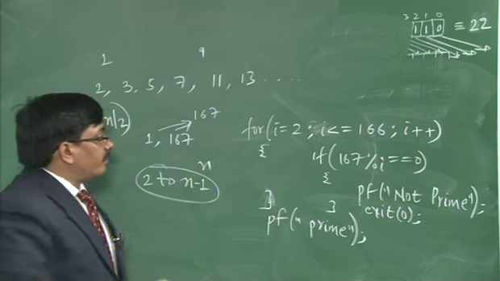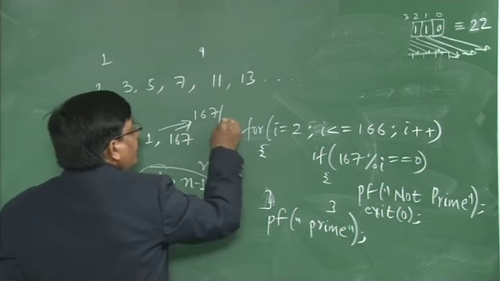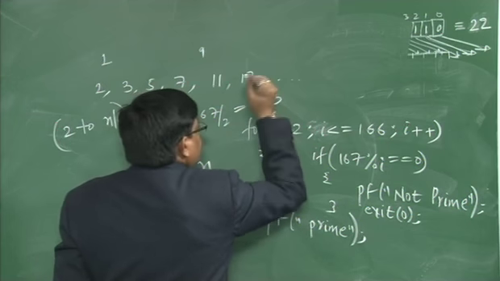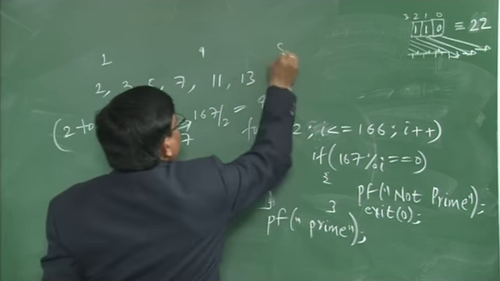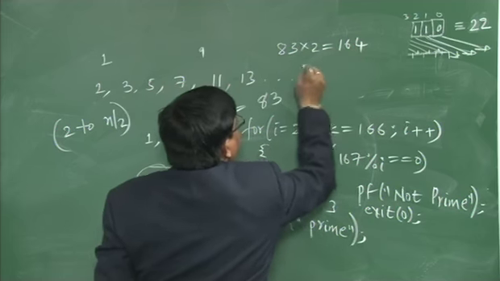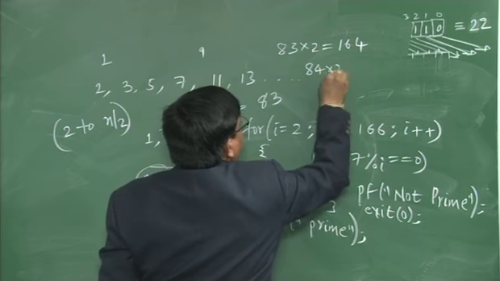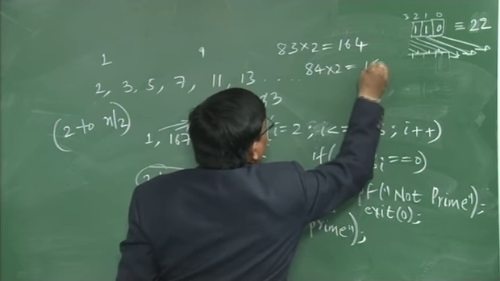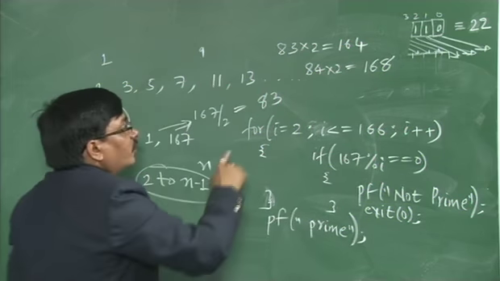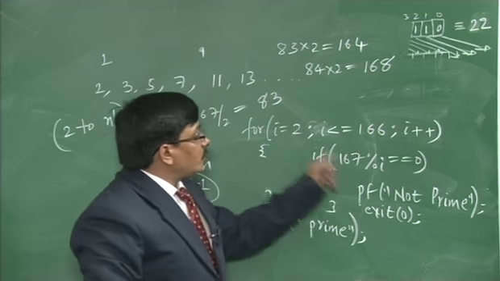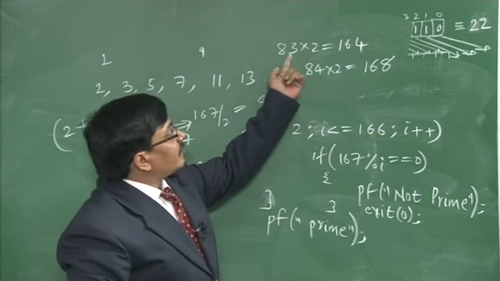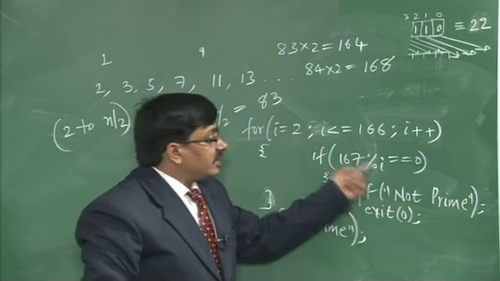Say for example, 167. When I divide by 2, the value I get is 2 8s are 16, 2 3s are 6. Now, 83 into 2, so what I get is 164. And if I take 84 into 2, the value I get is 168, right. So, here i is equal to 2 I will check, i is equal to 3 I will check, i is equal to 4 I will check, I need to check only up to 83, when i is equal to 83, whether it will divide or not.